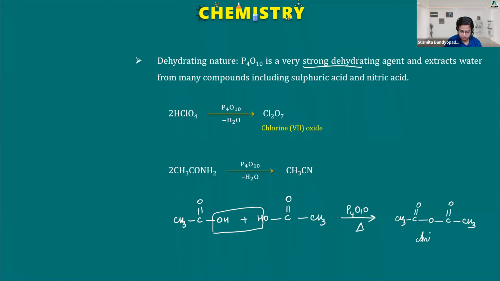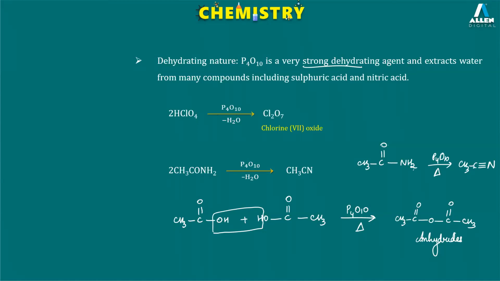Anhydrides are formed. Have a look here also. Amides. Remove the water there, H2O. Amide, CH3CONH2. Remove H2O. What do you get? Today she is writing P4O10, otherwise she'll write P2O5. True. Remove H2O. We get this.